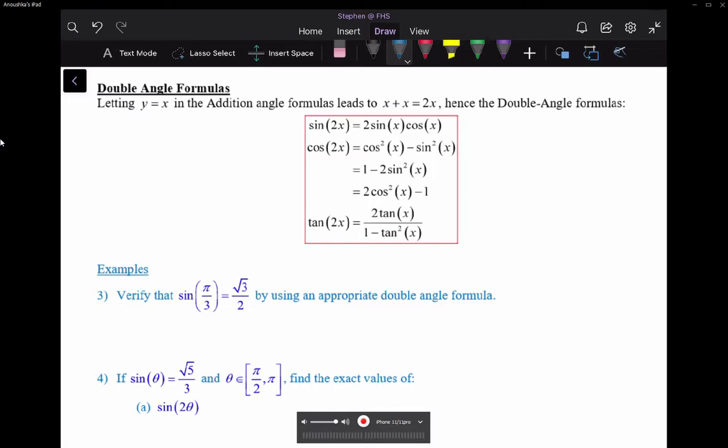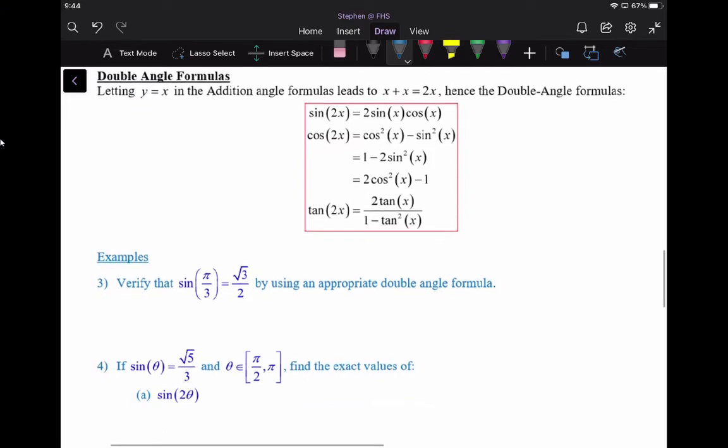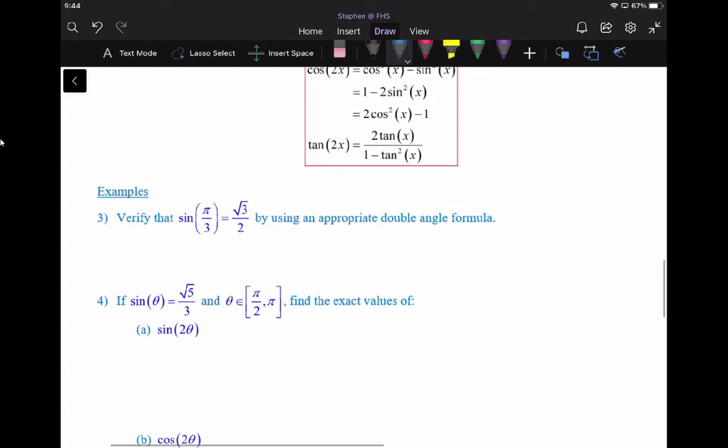Okay, so let's jump straight into an example and see how this works out. In the first one, we have to verify that sine of pi on 3 is equal to root 3 on 2 by using an appropriate double angle formula. Sine of pi on 3, well, the first thing you need to know is that pi on 3 is pi on 6 times 2. So pi on 3 is just double of pi on 6. So what that means is we can find sine of pi on 3 by using the double angle formula for sine. So that's 2 times pi on 6.